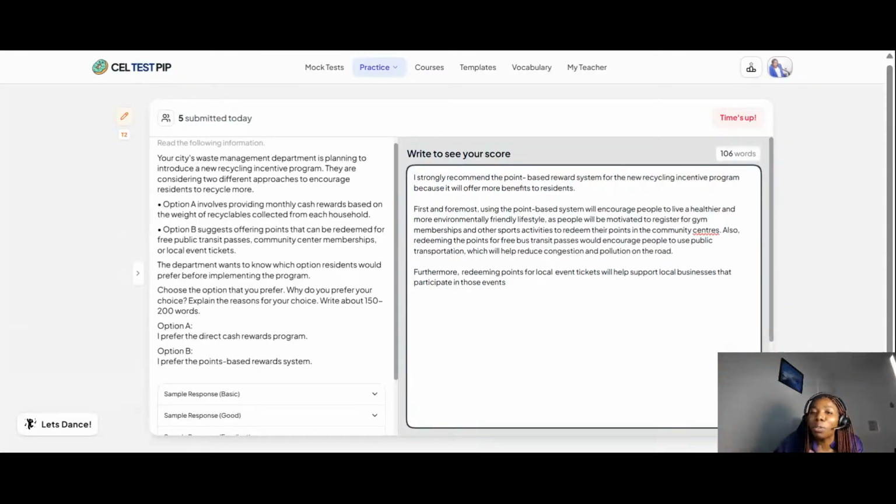So furthermore, redeeming points for local events. When you look at local events, when there is an event, they will invite local businesses, local event tickets. So that's indirectly you supporting local business, which will boost the city's economy. Yes. Economy. I'm supposed to develop this idea more, but let me continue first.